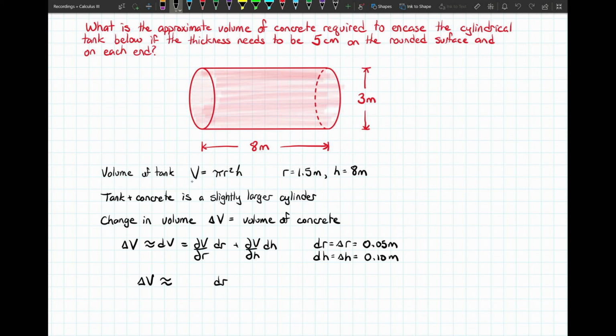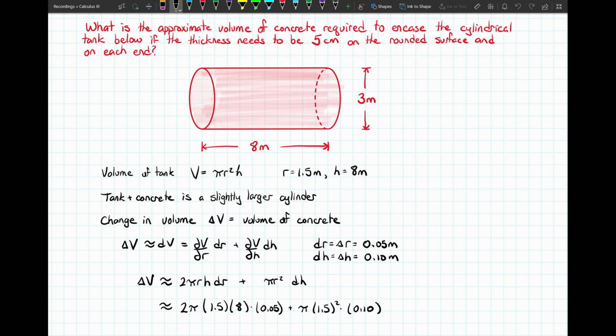Taking the partial derivative of V with respect to R, we're going to be treating H as constant. And of course, pi is also a constant multiple, so that'll give us 2 pi RH. And then we also have to calculate del V by del H. We're going to be treating R as a constant, which means pi R squared is all just a constant multiple, and we multiply by the derivative of H with respect to H, which is 1, so we just have pi R squared. Make sure that when we actually plug in R's and H's into this expression, we're going to be plugging in the radius and height or length of the original tank that we're trying to enclose.